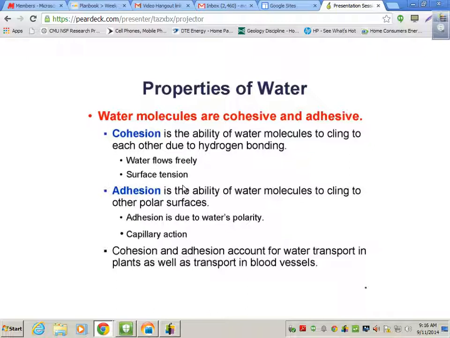Anybody ever seen the water bugs that scoot along the top of the water? They're using that surface tension almost like they're surfing the crowd at a concert, right? Okay, think of the crowd as the little water molecules.